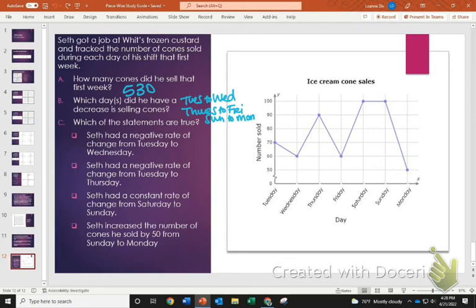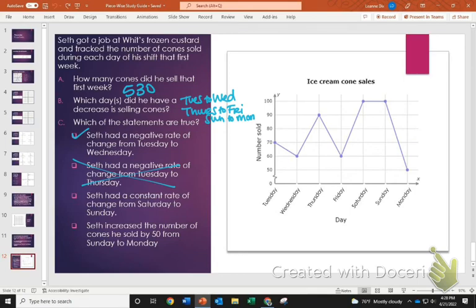And then finally, we come to the last little bit, which is select all that apply. So Seth had a negative rate of change from Tuesday to Wednesday. So Tuesday to Wednesday, it does in fact go down. So this is a true statement. Seth had a negative rate of change from Tuesday to Thursday. To Thursday. Well, it does go down on the first day, but then it goes up on the second day. So this is actually not a true statement, because it would have to say something along the lines of like Seth had a negative rate of change and then a positive from Tuesday to Thursday, and they only say negative, so it's not a true statement.